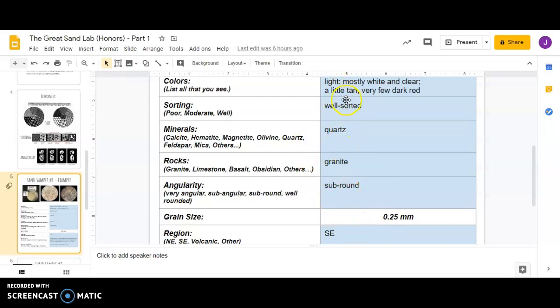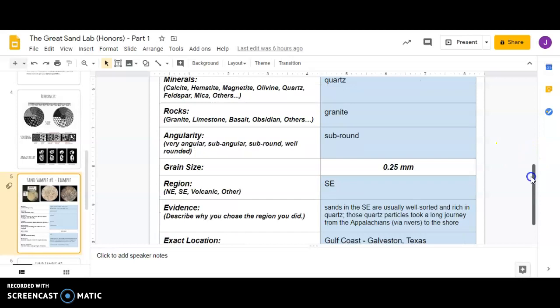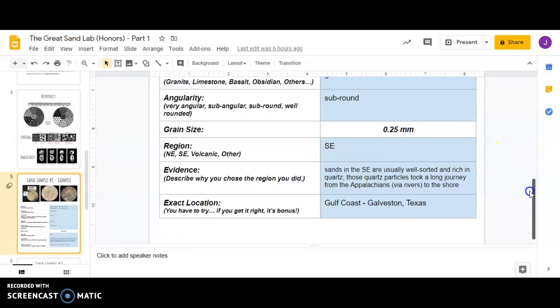So even though in this example there is only one item listed for each of these boxes, many of the other samples that you're going to be looking at might have 2 or 3 or 4 or 5. So don't get discouraged if you can't come up with just a single answer.